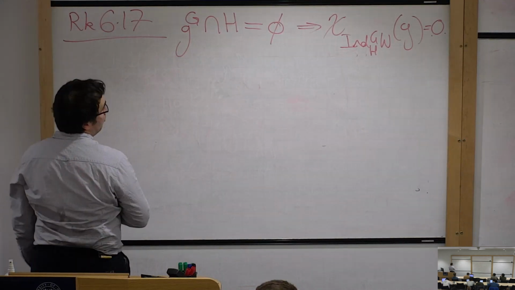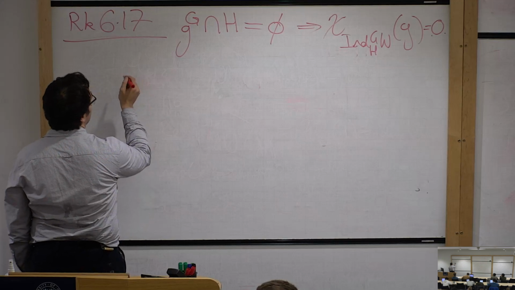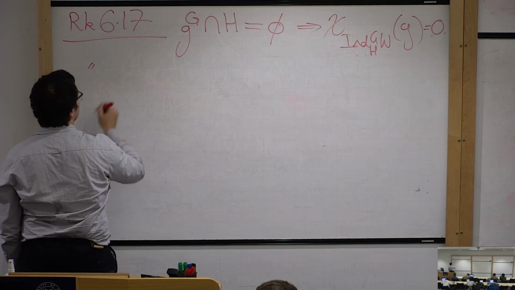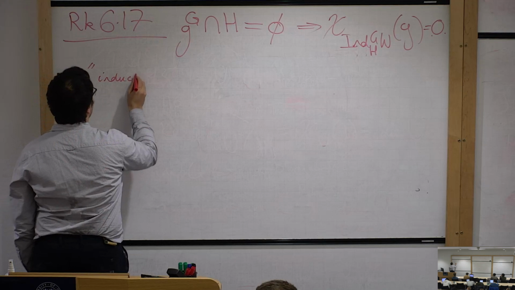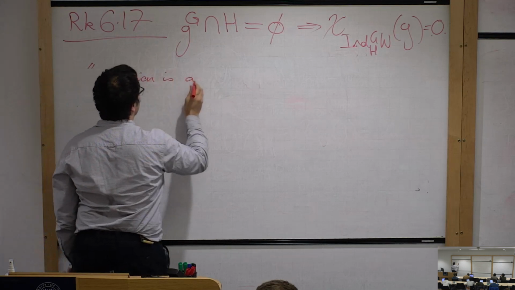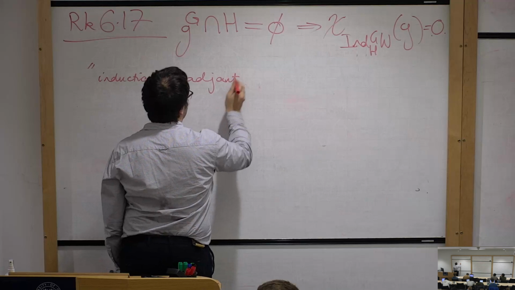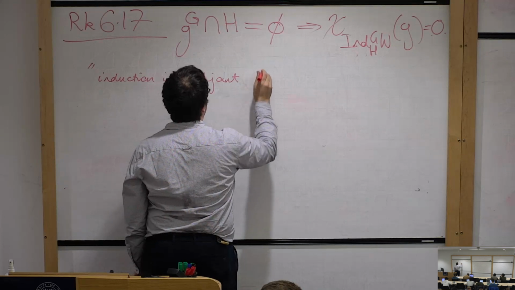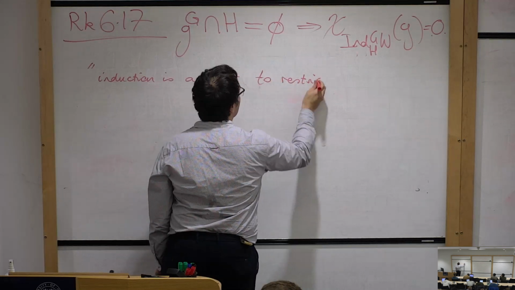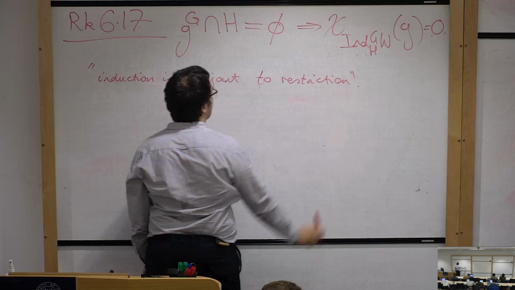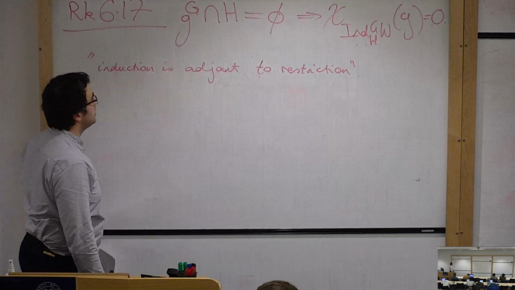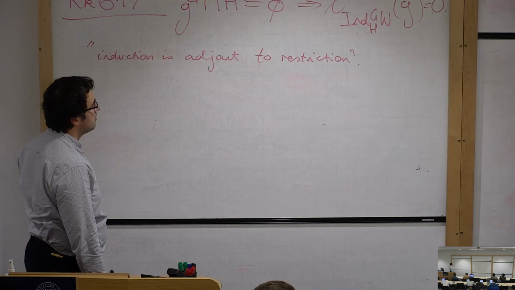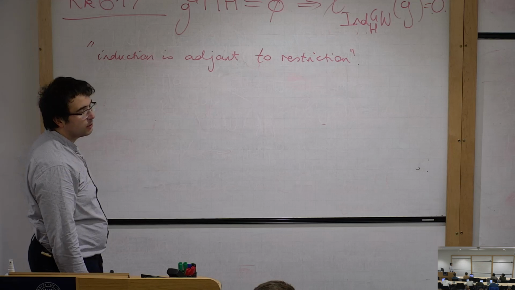The way to remember the formula is in terms of the slogan. The slogan is induction is left adjoint to restriction, if you're so minded. We'll make this precise. If you don't know any category theory, you might decide that adjoint means something to do with inner products and linear maps.